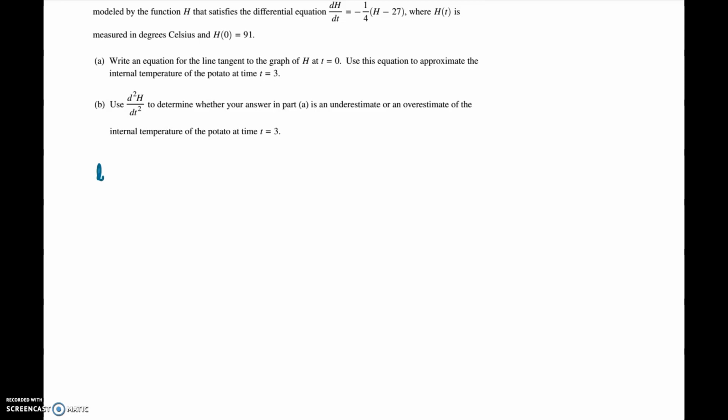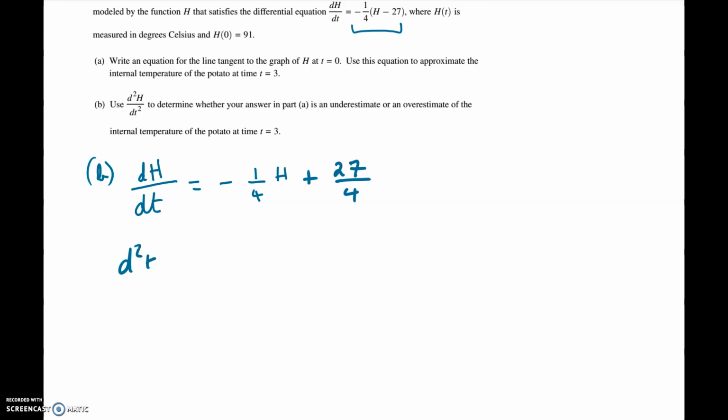So we know that dh/dt, you're told this, is equal to negative 1/4 of (h minus 27), and I'm just going to multiply this through right now. Negative 1/4 of h plus 27 over 4. Okay, so to get the second derivative, we're going to differentiate again.